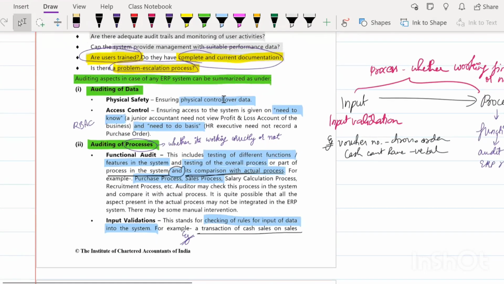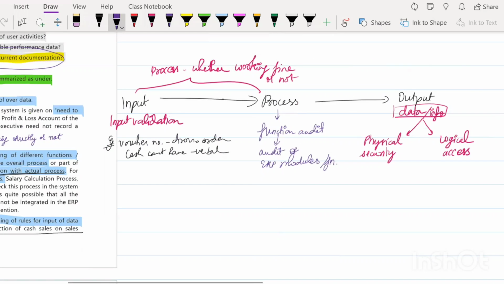So now we have understood what are the questions that you have to ask during an audit. So next we are going to study the auditing aspects which are related to the ERP system. So when you audit an ERP, you are going to audit two things. One is the data that is there in the ERP, and second, you are going to audit the process itself, how ERP works. So these are the two audits that you're going to do.